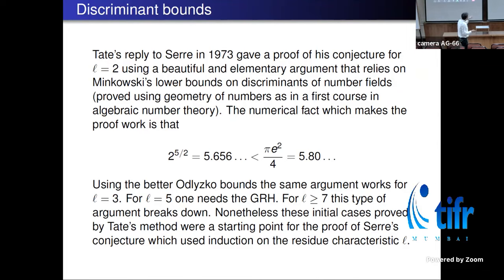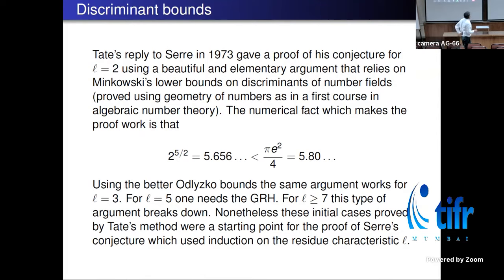And then he showed that for mod 2, if you have a representation of G_Q into GL2(F2 bar) which is unramified outside 2, then it is forced to factor through Q(zeta 8), or something. He made some very explicit statement. And the entire argument relies on the numerical fact that 2 to the power 5/2 is less than pi e squared upon 4, right? It's quite close. It's 5.65 is less than 5.8.